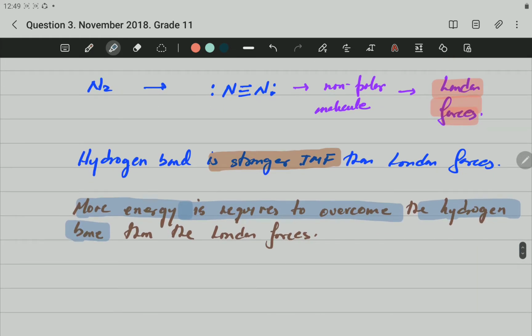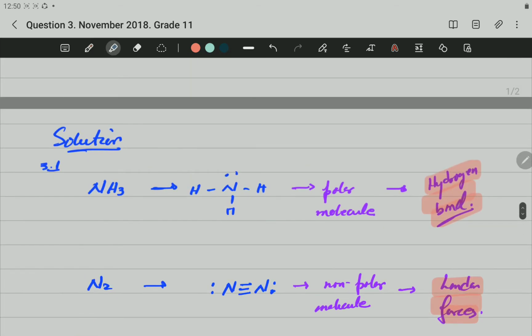You need more energy to break or to overcome the hydrogen bond than the London forces. Thus, the higher boiling point in ammonia than nitrogen. That will be the final part. You don't have to write that one because they're asking you to explain that part, but you can write thus the higher boiling point in ammonia than nitrogen. Okay, so let's go to the next question.